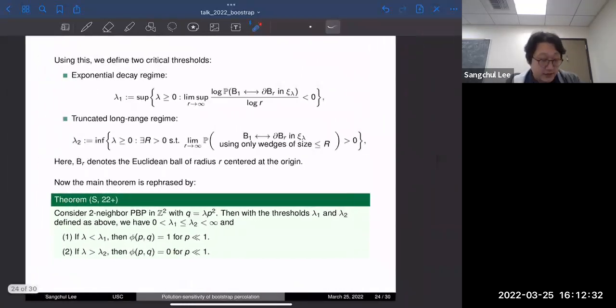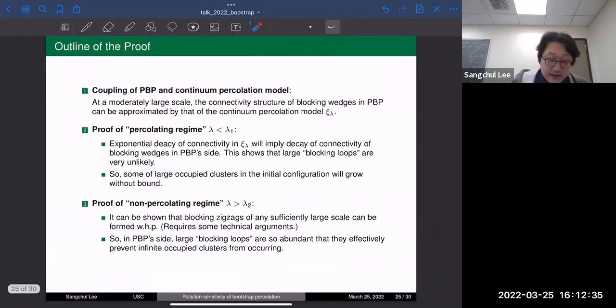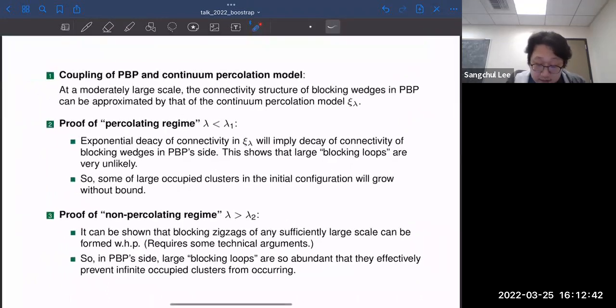Okay. So perhaps I'm gonna discuss very briefly how the proof is done. The first step is that we can couple the blocking wedges in the polluted bootstrap percolation to a continuum percolation model. That part is fairly straightforward, but the caveat is that the connectivity structure can be effectively related only up to a certain scale.